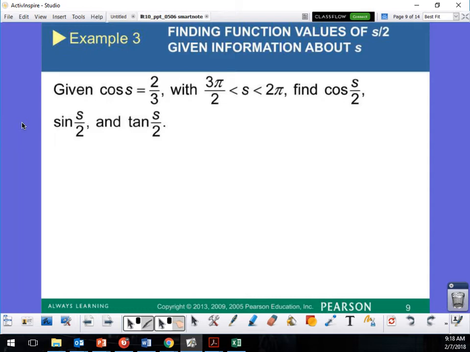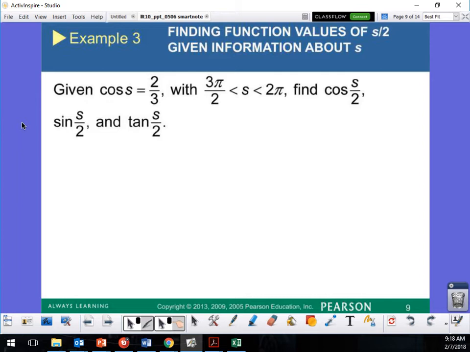I'm not going to show you identities for this. Every time we're trying to do this, you have your X, Y, and R. Now we have 2 different angles. We have an angle S that we're using, and then we're going to find the half angles for cosine, sine, and tan. Right now we start off with cosine, so I need to find the other side.